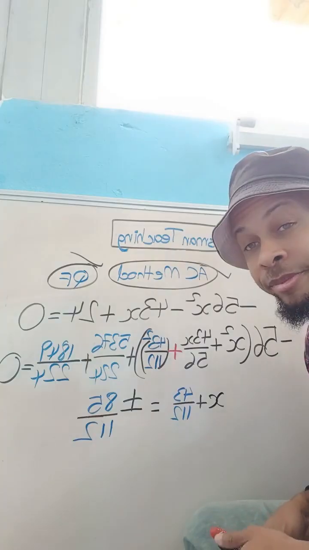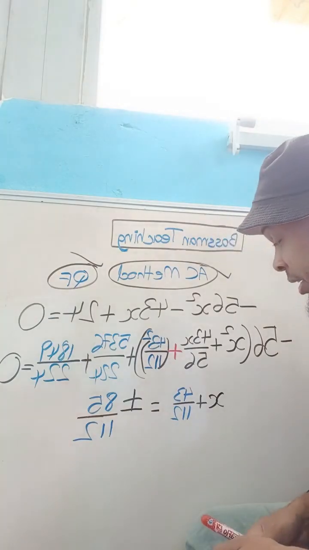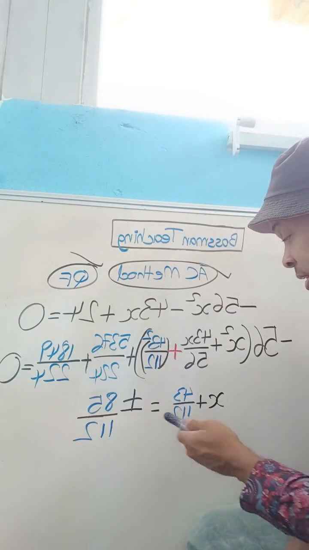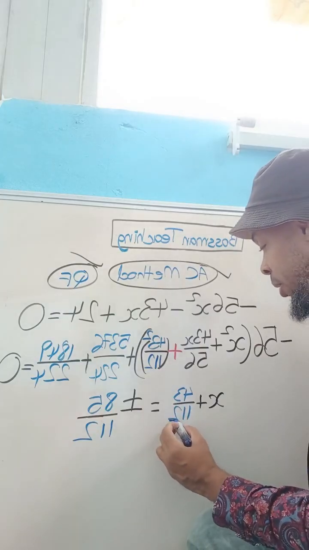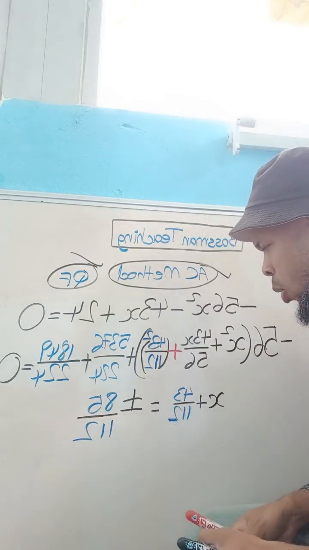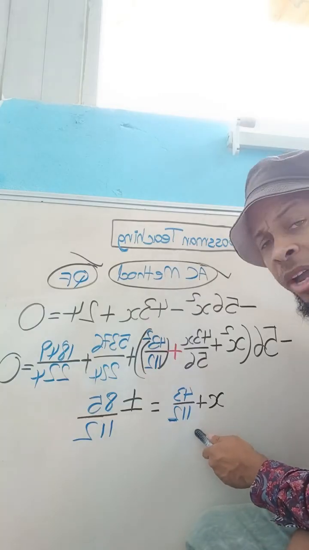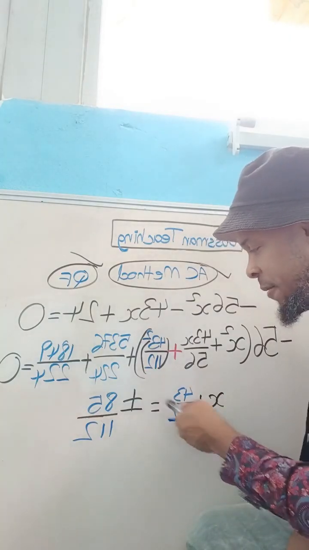There you go. Yeah? Yeah. This is a doozy. This is a doozy, I'm not going to lie to you. Right? Now, we minus 43 over 112 from the left and the right.